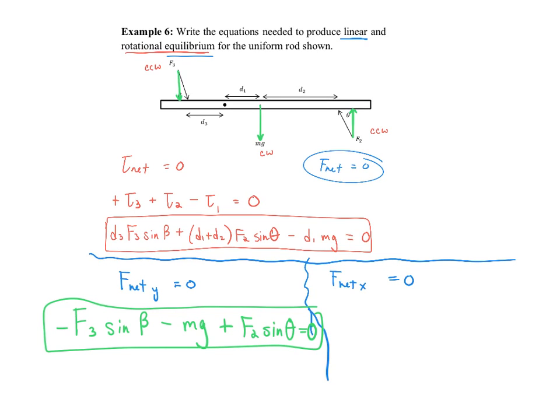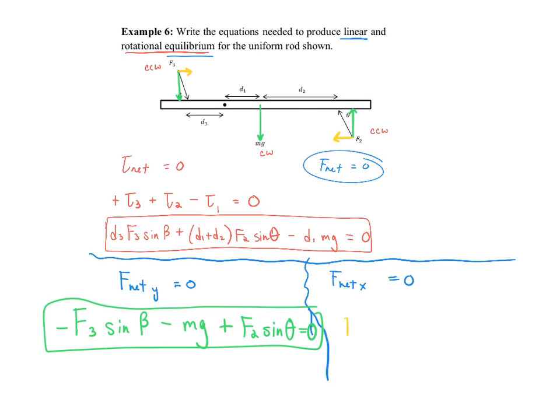Then we've got to take a look at the x direction, and we'll use yellow for the x. This F3 has a small component of it in the x. F2 has a small component in the x. And the weight has no component in the x because it acts straight down. So the F net in the x direction only involves forces 3 and 2. Now, since force 3 is to the right, we're going to consider that a positive in the x. And since this is to the left, that's a negative in the x.